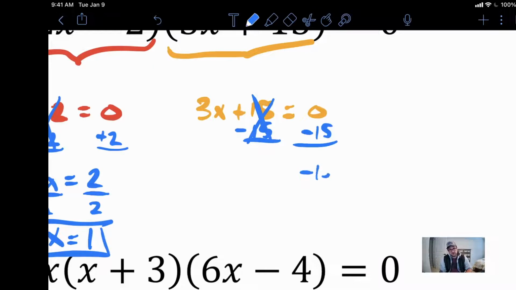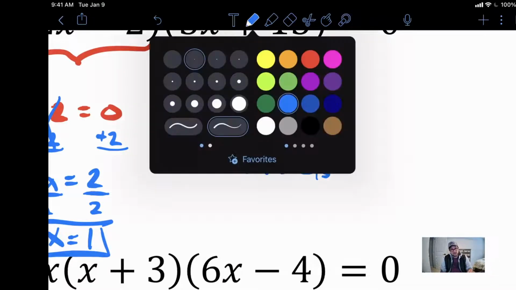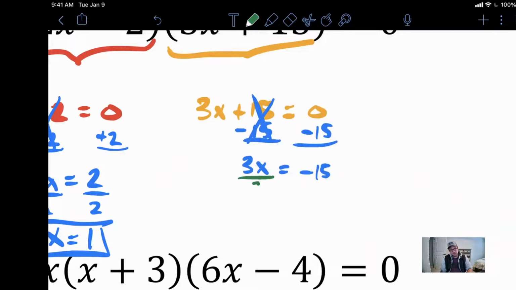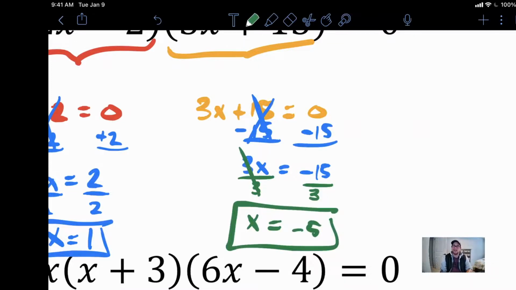0 take away 15 is negative 15, and our 3x is just going to drop down since those 15s canceled out. Now, 3 is hooked on there by multiplication, so now is when we want to divide. We always want to divide that off last. These two cancel off. I'm going to be left with x equals negative 15 divided by 3 is negative 5, which will be our answer for that one.